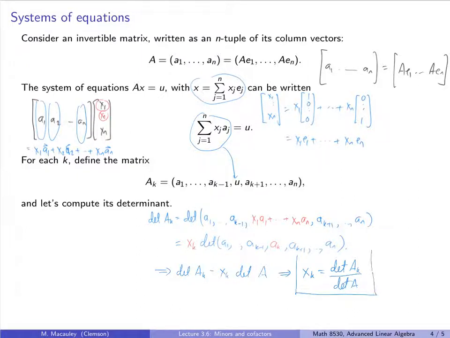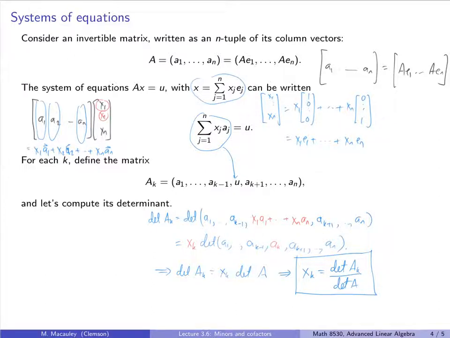And why is that more useful? Because we have a system of equations here, and we want to solve it typically. The xi's, or the xj's, are the unknowns. And here's a formula for xk. So we literally have a formula for the solution of a system of equations involving determinants. Now this AK is this matrix where you stick a U in here. We would still like to express this in terms of minors or cofactors, because that's something that we typically do by hand. So let's try that.